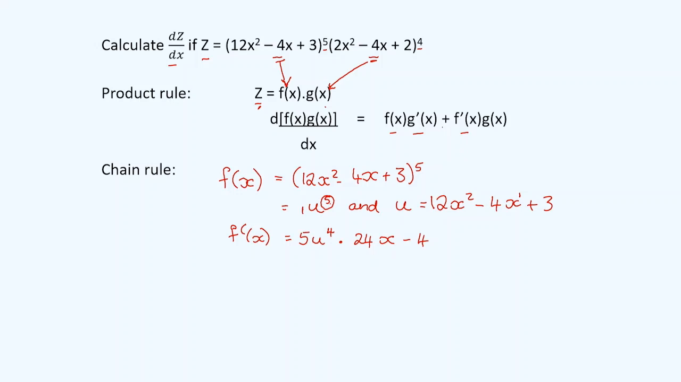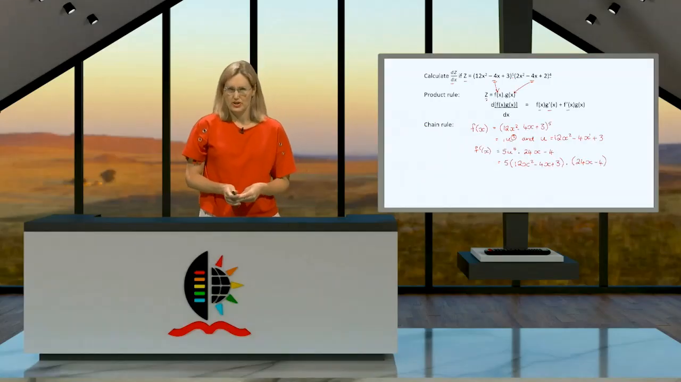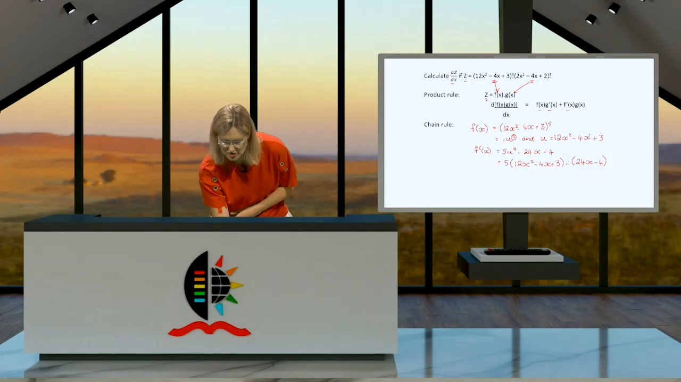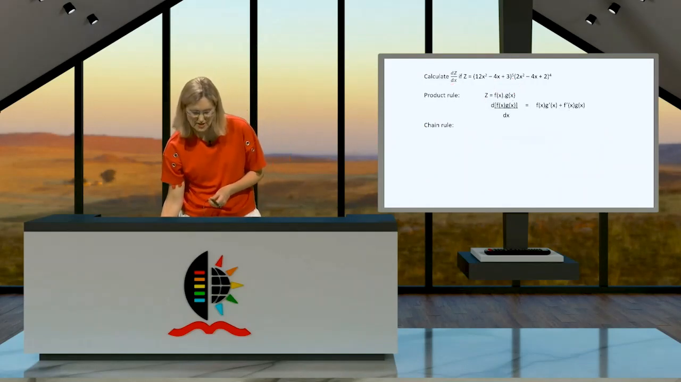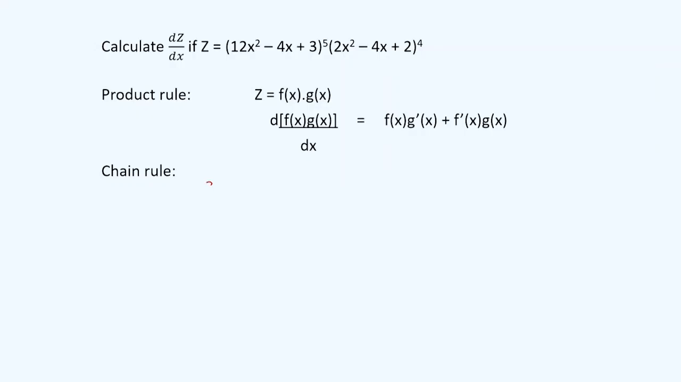So we've now differentiated this function here, and to set it out more formally, we need to replace u with this function here, 12x squared minus 4x plus 3, times 24x minus 4. Okay, so we've now worked with f of x, this first function here. We now want to work with g of x. So if we move on to the next slide and go through the same procedure here.